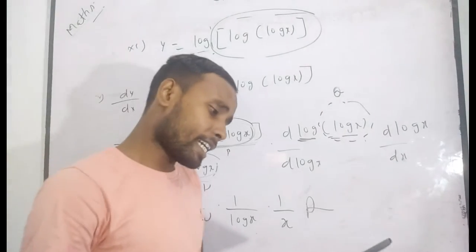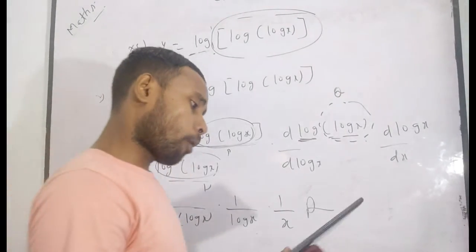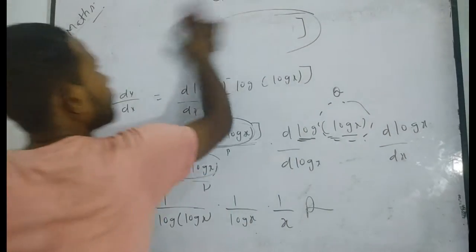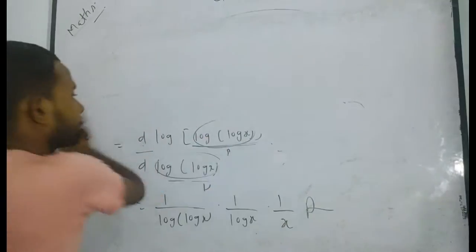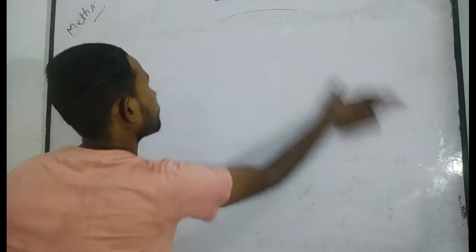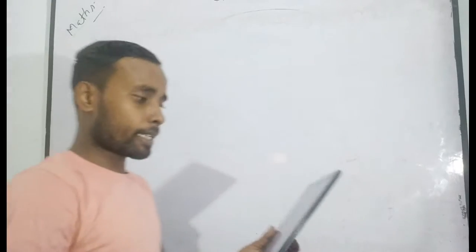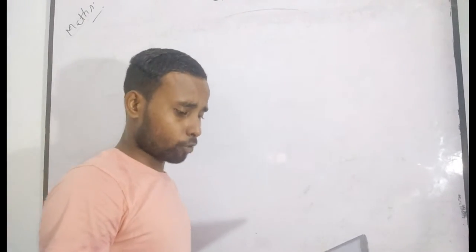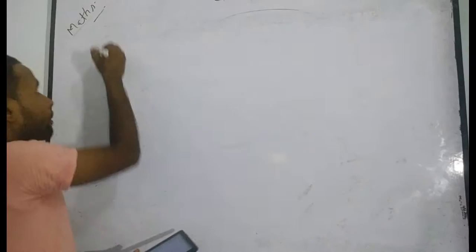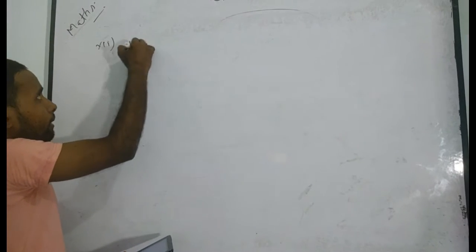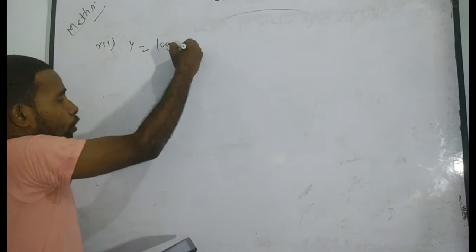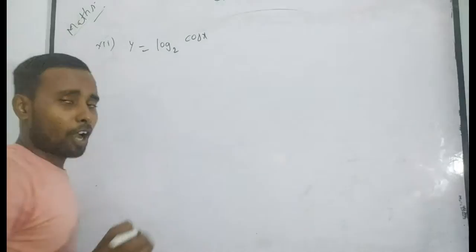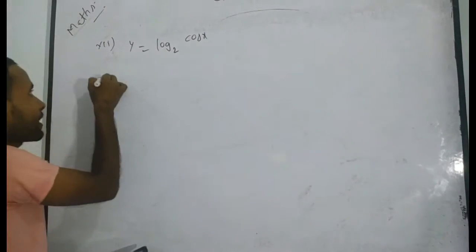Now see again the next kind of problem. Problems 12, 13 and 14. All these problems are very good. See again, 12, 13, 14. First of all see 12. In 12 it is given y equal to log of log cos x to the base 2. How can you solve this problem? It is also very easy for you.